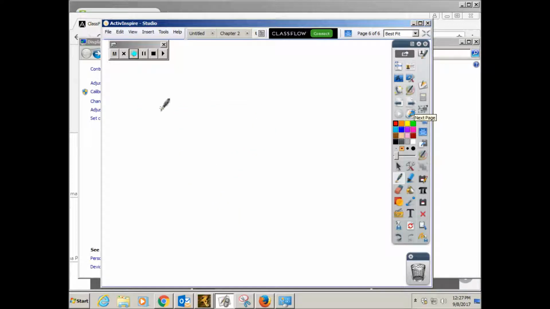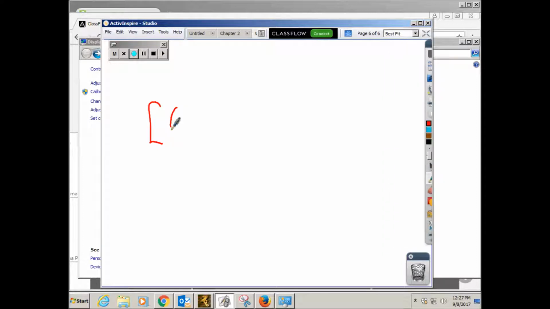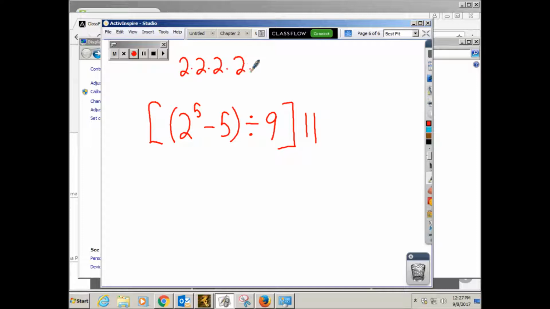Number 22 is all kinds of fun. It's 2 to the 5th power minus 5. All of that's in parentheses. Then we're going to divide by 9. That's all in brackets times 11. You don't do the exponent yet. So 2 to the 5th power is 2 times 2 times 2 times 2 times 2. I'm going to write it out. 2 times 2 is 4, times 2 is 8, times 2 is 16, times 2 is 32.